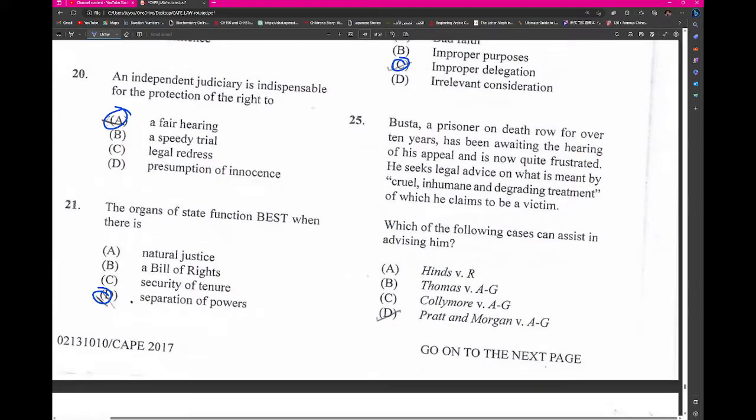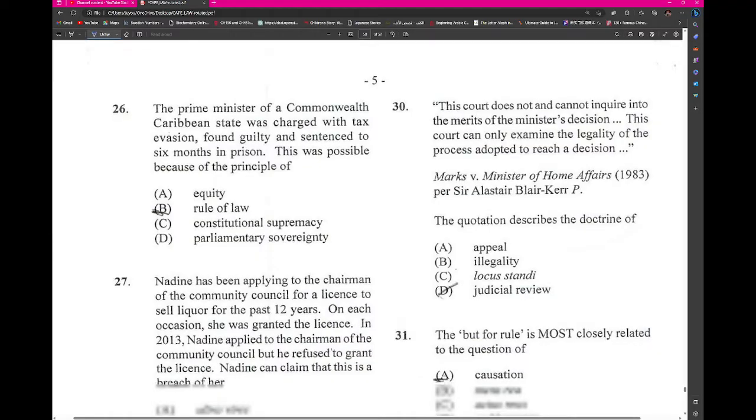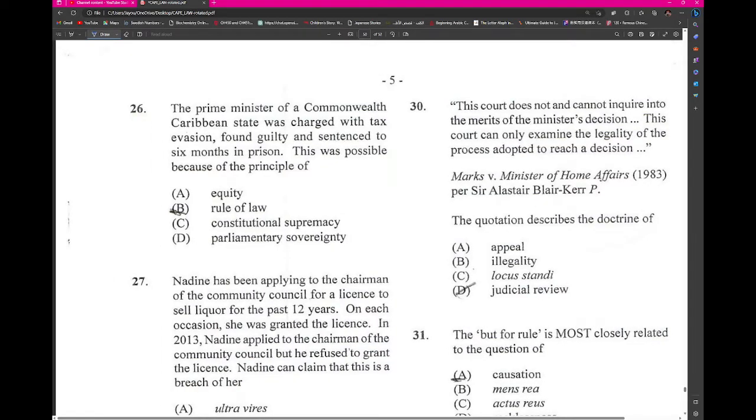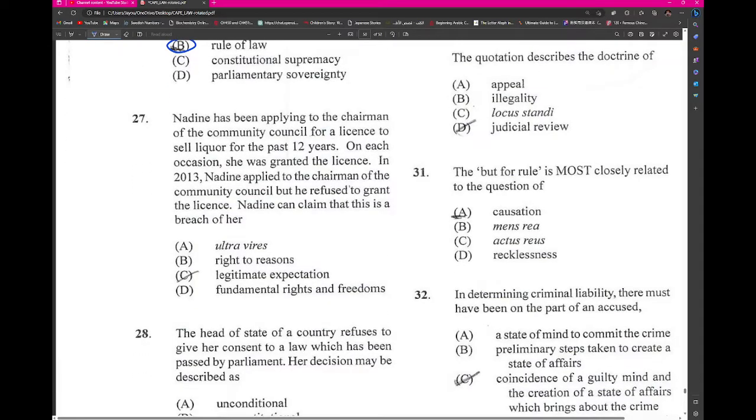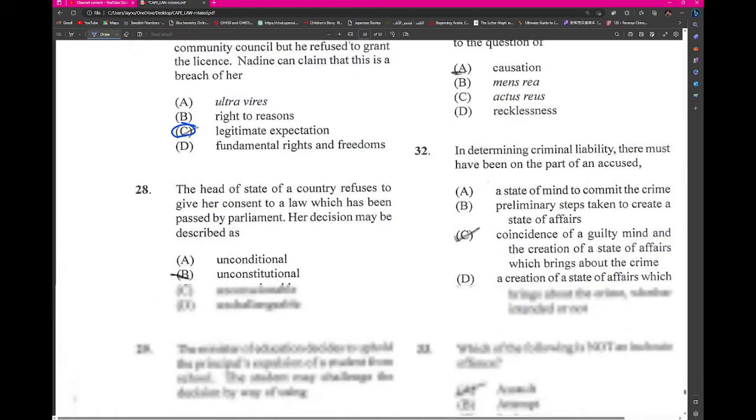Now, we know that this is Pratt and Morgan. The crime outcome will... Alright, so we saw that he was charged, rule of law. Nadine has been applying to the chairman of the community council for a license to sell liquor for the past 12 years. On each occasion she was granted the license. In 2018, Nadine applied to the chairman of the community council, but he refused to grant the license. Nadine can claim a breach of her legitimate expectation.